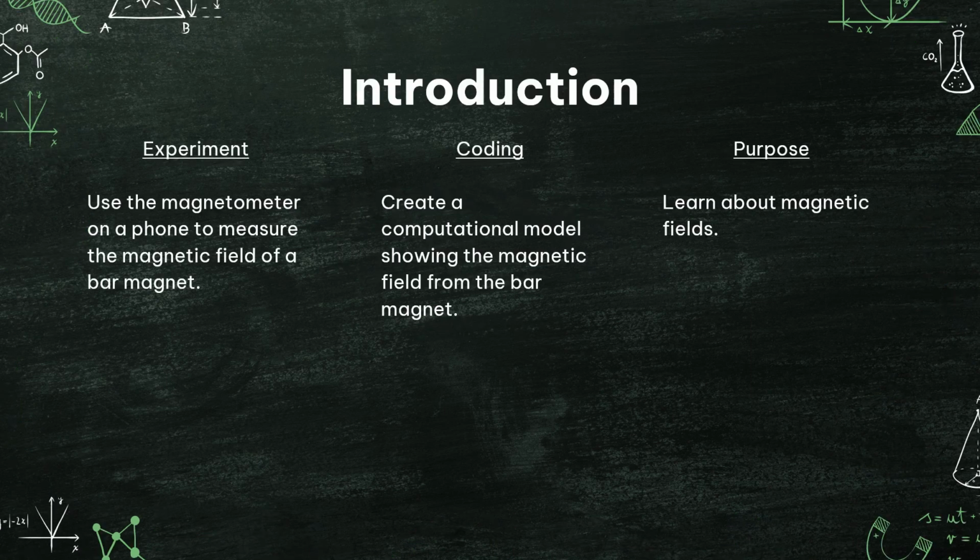So for this experiment, we were tasked with finding the magnetometer on a phone and then using it to measure the magnetic field of a bar magnet at various distances away. And then for the coding in this lab, I was tasked with creating a computational model showing the magnetic field from this bar magnet. And the purpose of this is to learn more about magnetic fields.